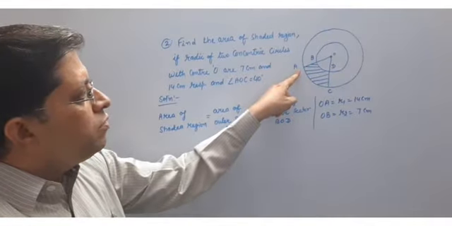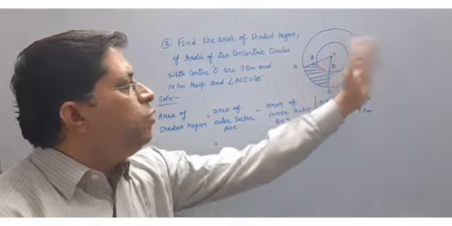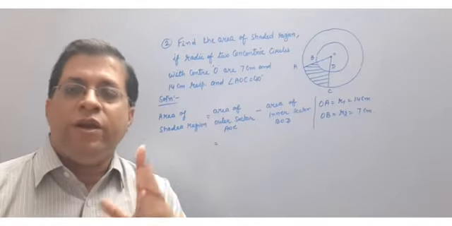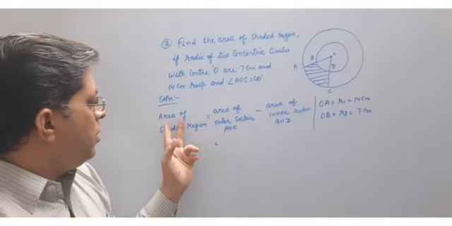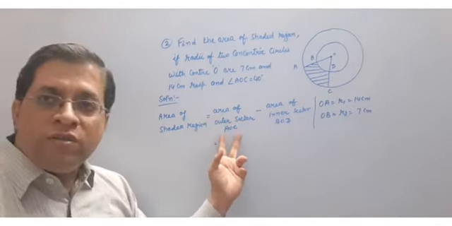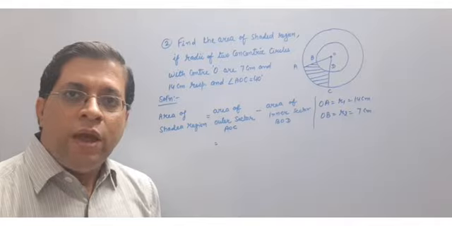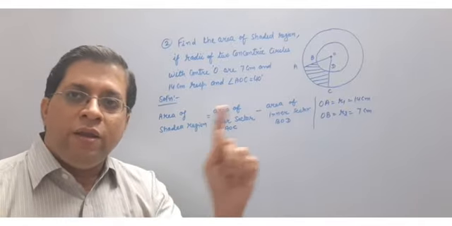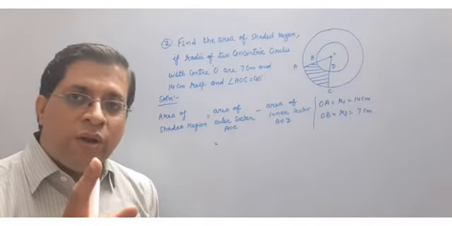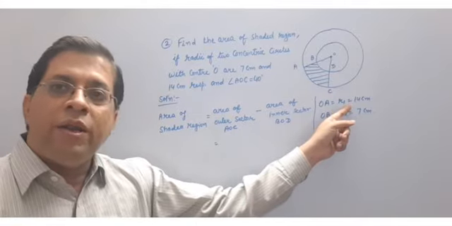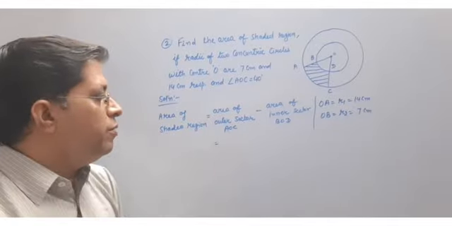Yes, you see, this AOC is one sector. If you subtract this sector BOD, then you will get the shaded region. The same thing is written here. Area of shaded region is equal to area of outer sector AOC minus area of inner sector BOD, and the radii are given to you. The outer radius is 14 centimeter, R1, and the inner radius is 7 centimeter, R2. Let us put here.